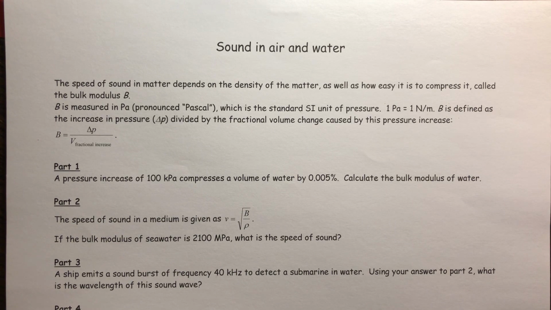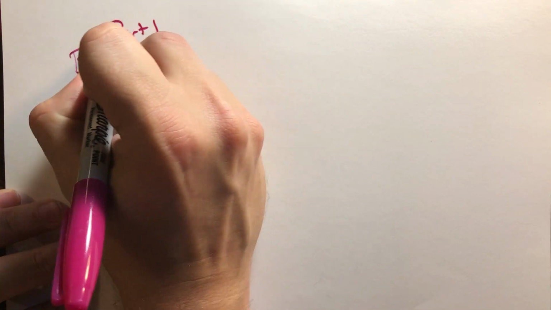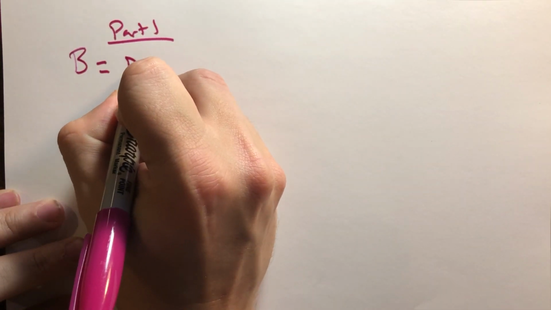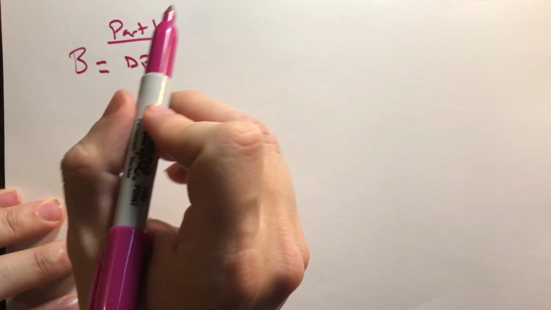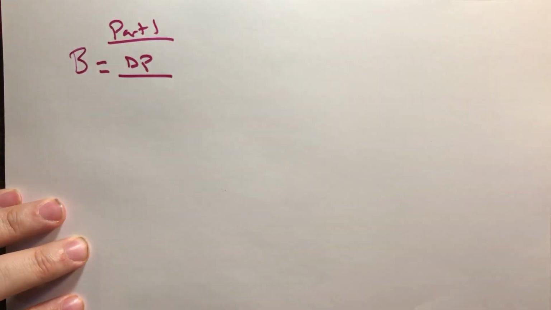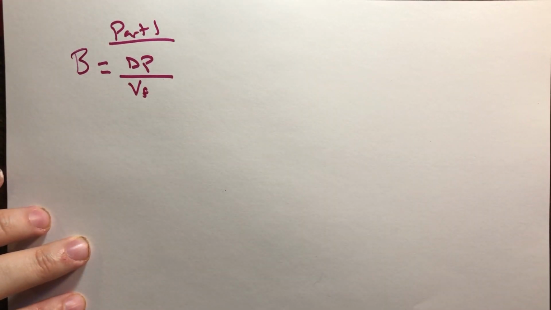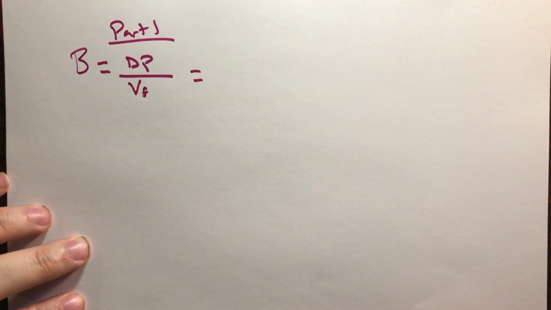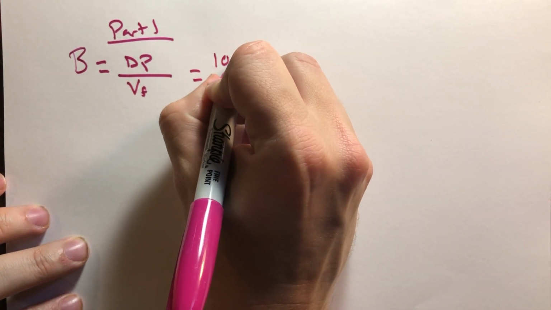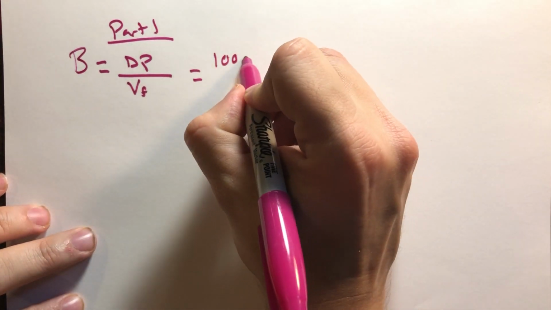So part 1 says a pressure increase of 100 kilopascals compresses a volume of water by 0.005%. So first it wants to define the bulk modulus. This is part 1. The bulk modulus is defined as, again, change in pressure divided by fractional volume change, I'll just call it ΔV/V. Well, we know that the change in pressure is 100 kilopascals, which is 100 times 10 to the third.